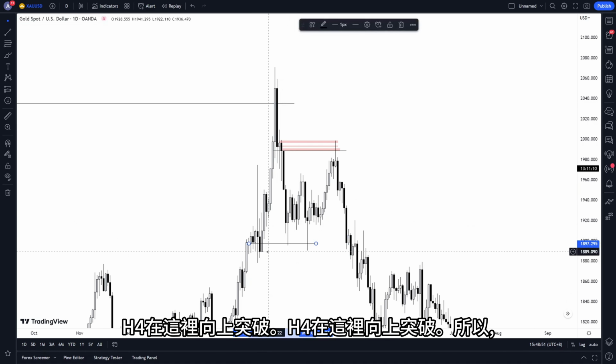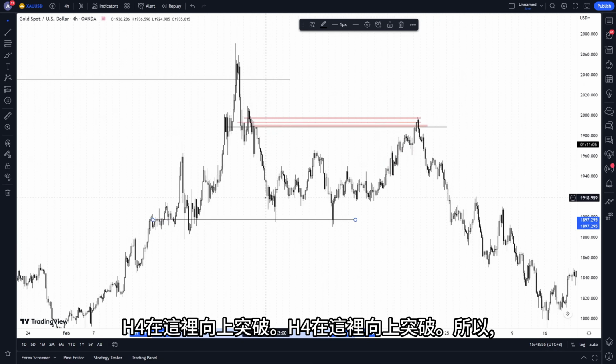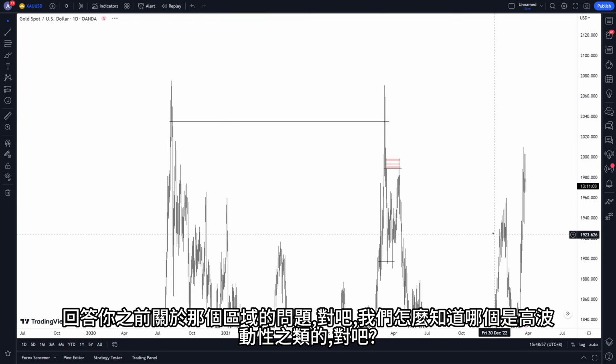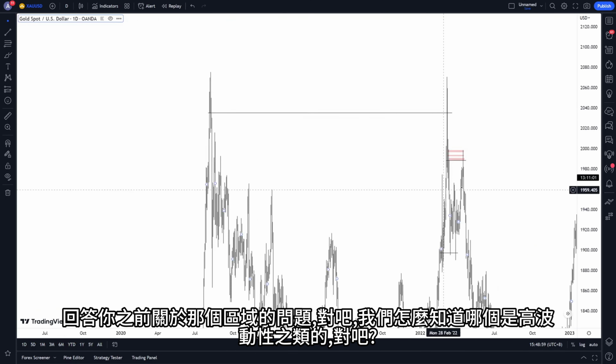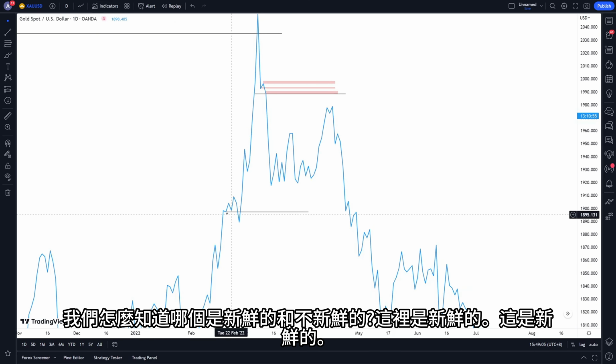Daily reject daily. H4 broke out here. You see? H4 broke out here. So to answer your question earlier about that zone, which one do we know is high probability? How do we know this one is? This is a left shoulder, correct? So if you really look at this, this is a left shoulder.